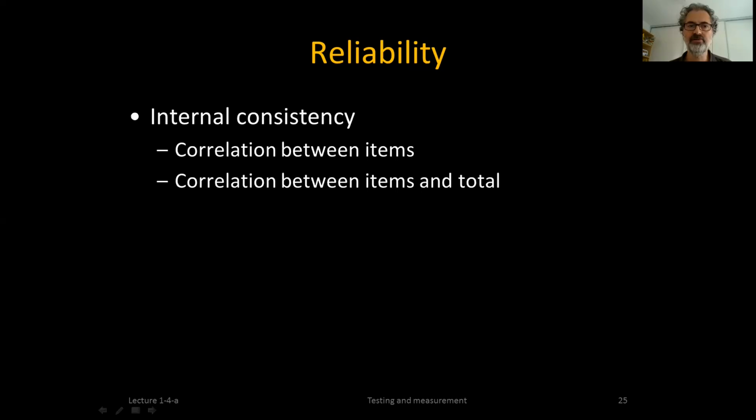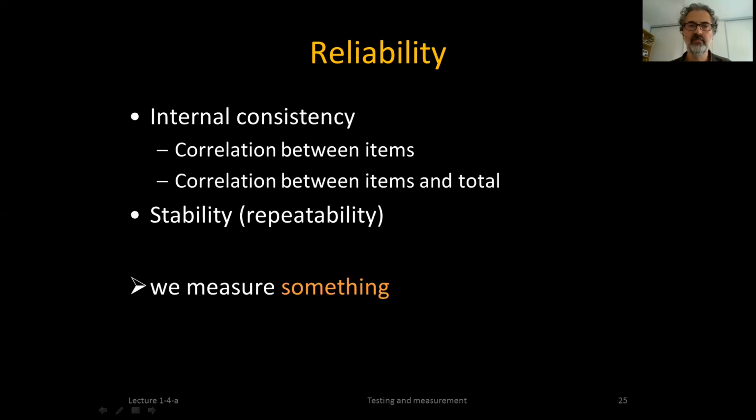And then there is also stability in terms of repeatability, which is checked by re-administration, as in the example I just showed you. If these conditions are satisfied, then we can trust that we're measuring something. So if the scores are consistent and stable, then it looks like we're measuring something. Now, what we're measuring is a different question we'll get to soon.